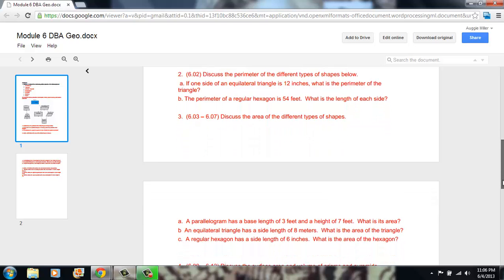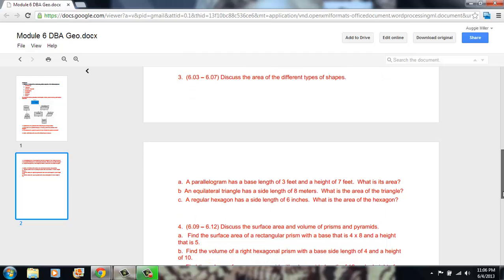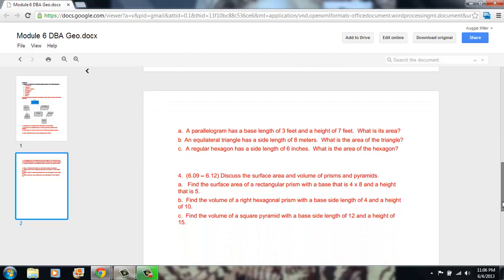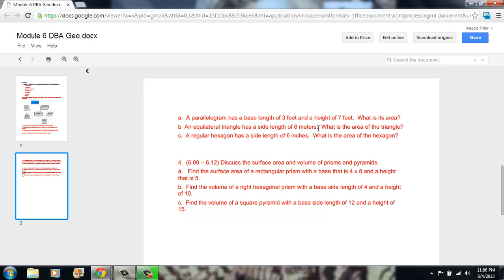Question 3, discuss the area of the different types of shapes. A parallelogram has a base length of 3 feet and a height of 7 feet. What is the area? You just multiply the two. 3 times 7 is 21. Area is 21. An equilateral triangle has a side length of 8 meters. What is the area of the triangle?